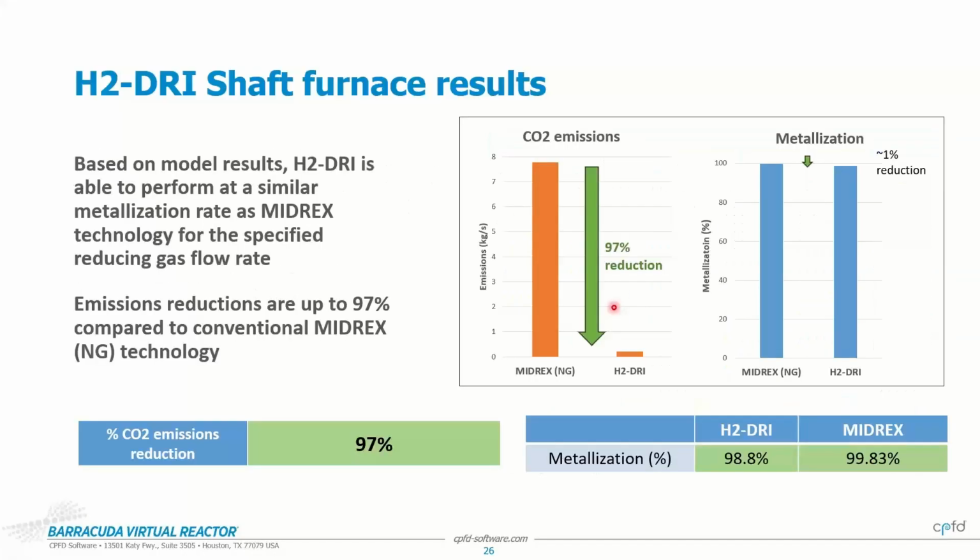But I do want to point out, comparing our current modeling results with this hydrogen-based shaft furnace, we do see a lot of potential in terms of the ability of this process to significantly reduce emissions compared to base case. So we see about a 97% reduction. We also see that that doesn't come at the cost of performance for this type of system. So we see that there's only about a 1% reduction in metallization, which refers to the purity of the iron product being withdrawn from the bottom of this shaft furnace.